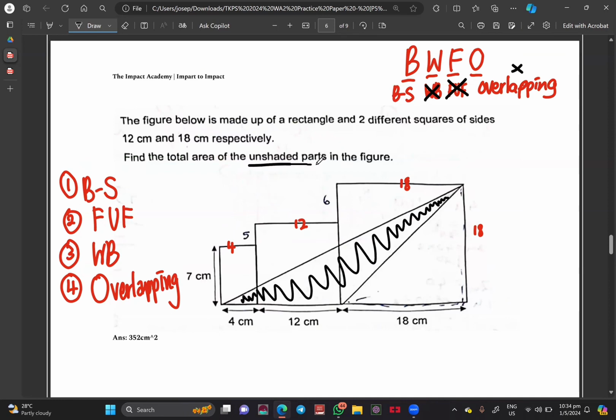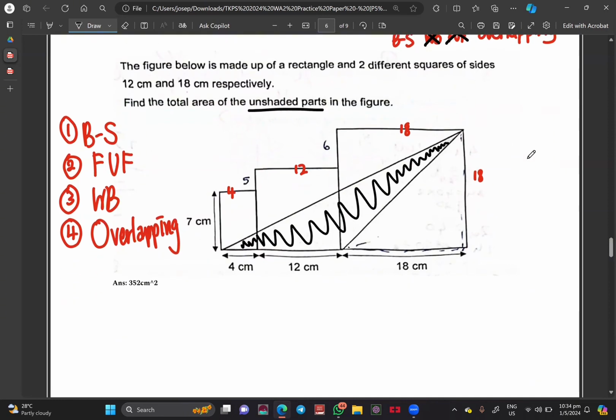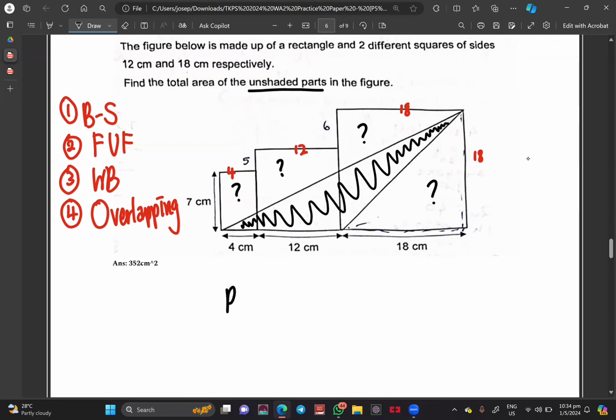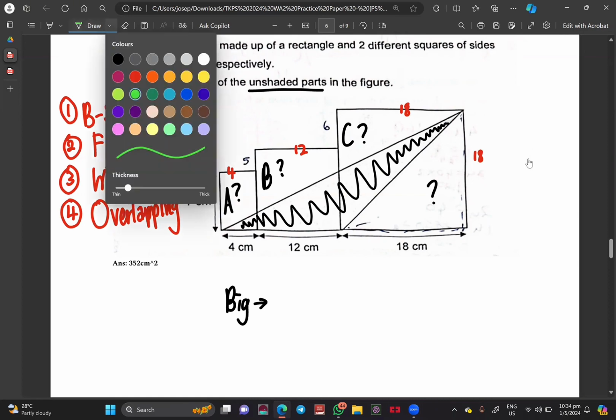They want us to find the unshaded parts. Which is the unshaded part? This one, this one, this one, and this one. So our job is to find what is big first. Big is basically everything over here. As you can see, everything over here. So we are going to start with the first one. Let's call this A, let's call this B, and let's call this C. When I say A, I am referring to the entire thing.